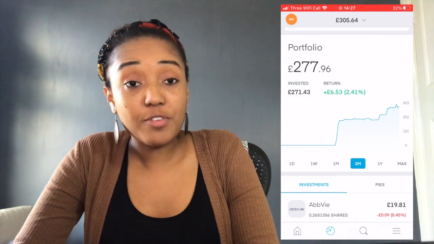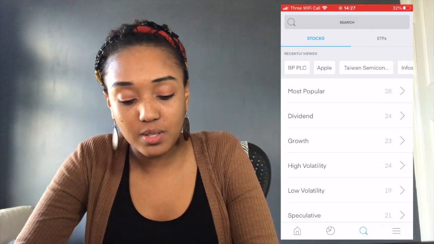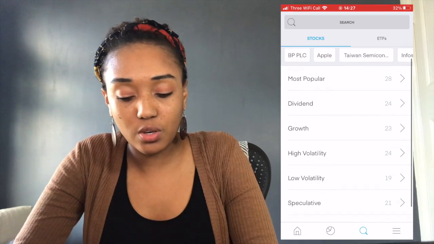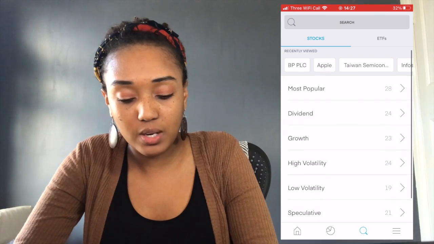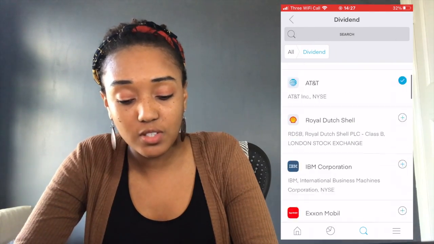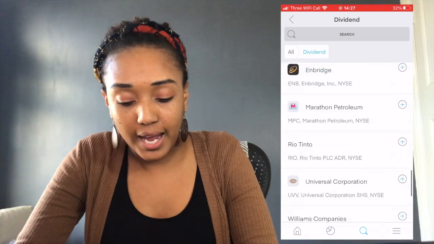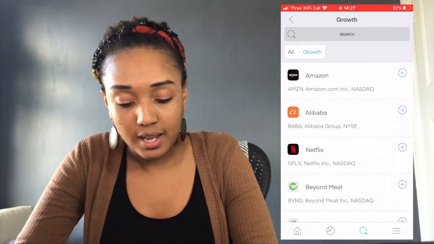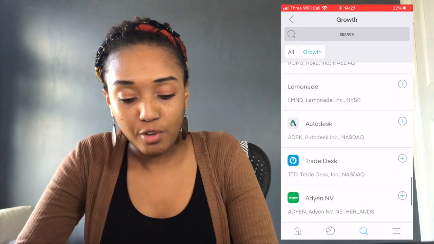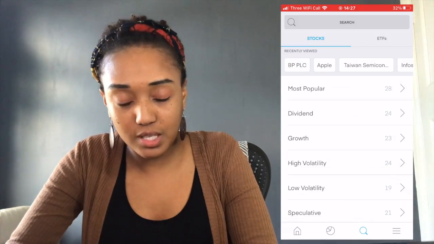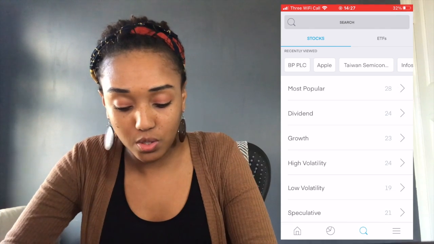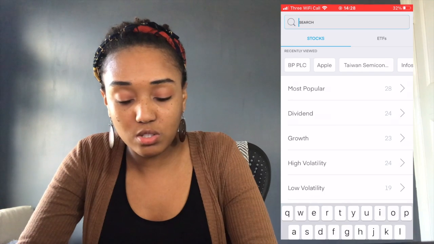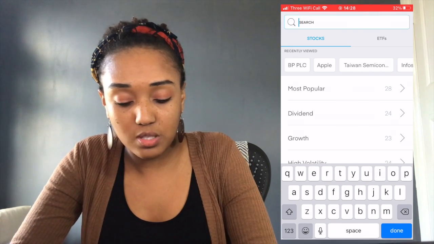I also want to show you, if you click on this magnifying glass, here you can see different categories. For instance, I talked about the dividend stocks. You can click on here and it will list out some of the high paying dividend stocks. And if you want to look at growth stocks, there are some growth stocks listed here. These are really helpful for you to get just a general idea of what's considered a dividend or growth stock. If you already know what you want and you have a specific stock in mind, then you will just go to the search bar here.